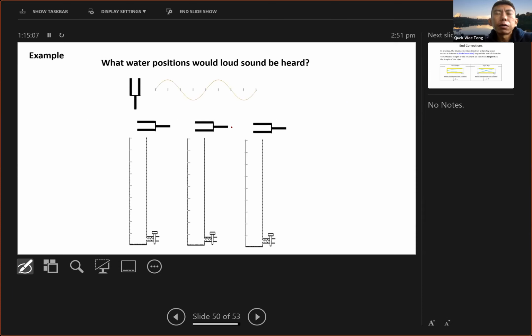For this one, this is yet another kind of problem that will always come out. At which position will a loud sound be heard? Loud sound be heard means what? A lot of people know how to solve this problem, but they don't know what loud sound means. Loud sound means, you see, here we have a sound source, which is a tuning fork. You strike it, it gives you a particular frequency.